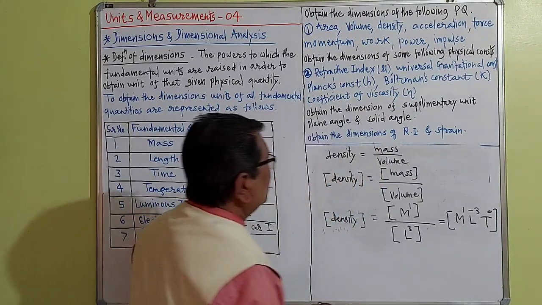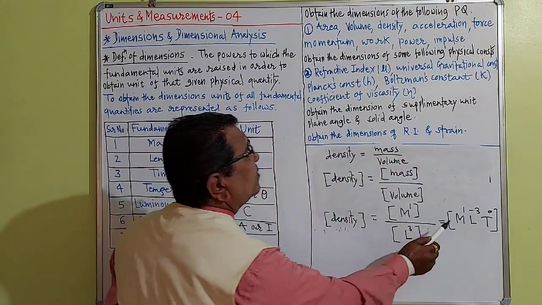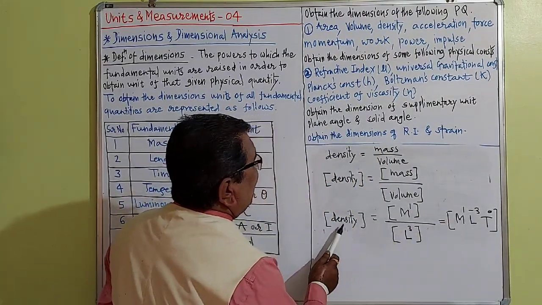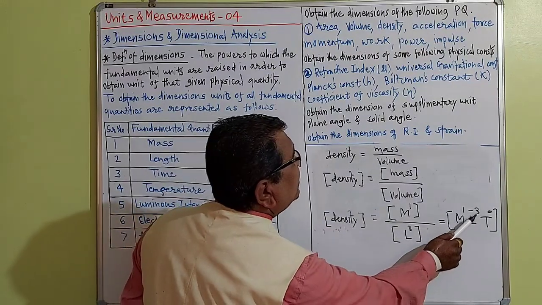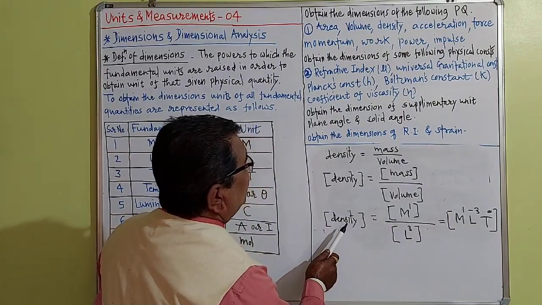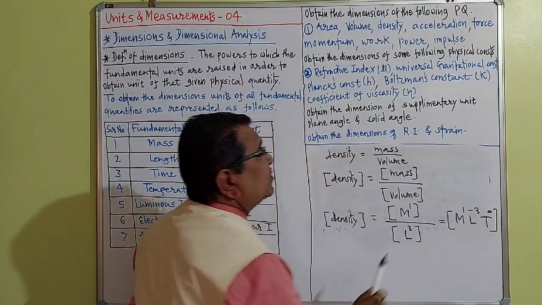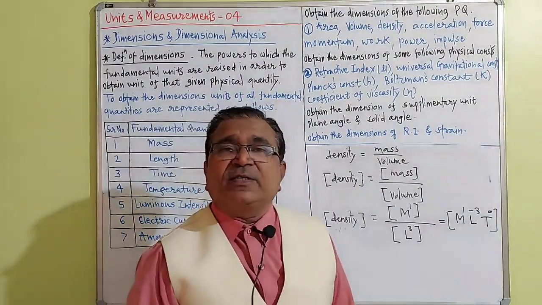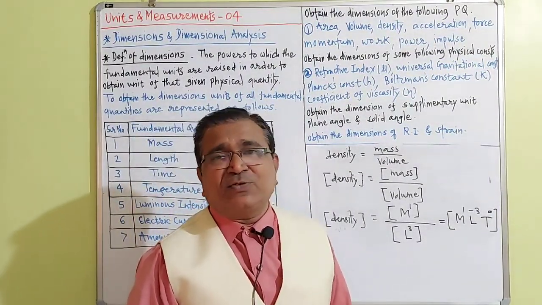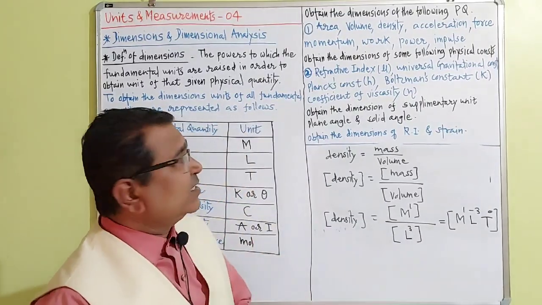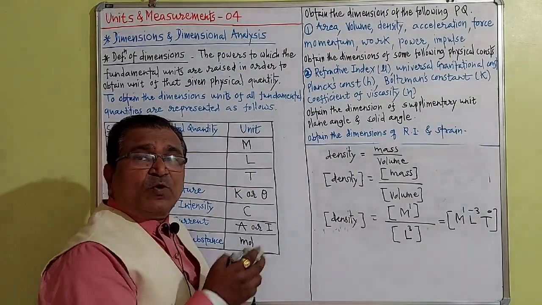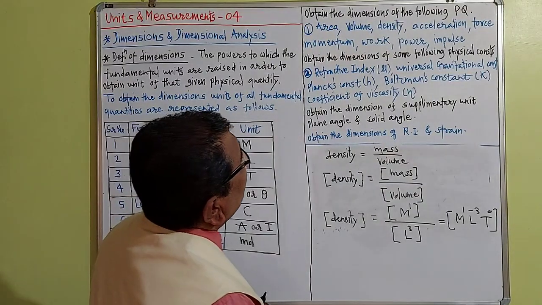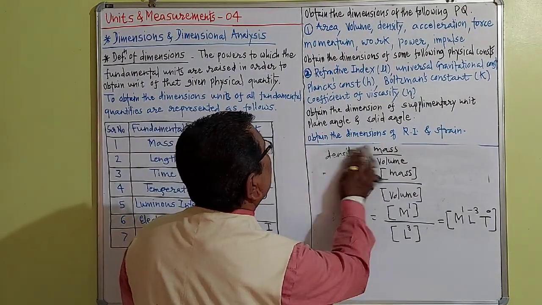So dimension of density in terms of mass is 1, in terms of length is -3, and in terms of time is 0. So you will get what? M1 L minus 3 T0. Take a screenshot after pausing the video, and now acceleration.